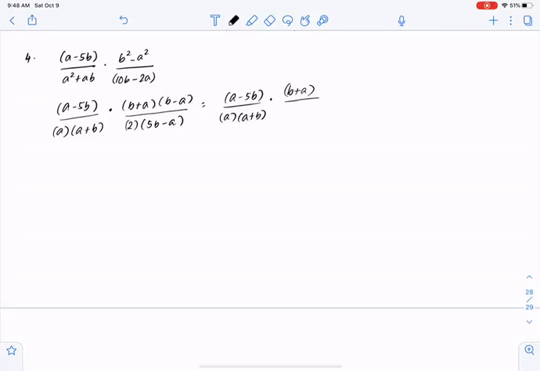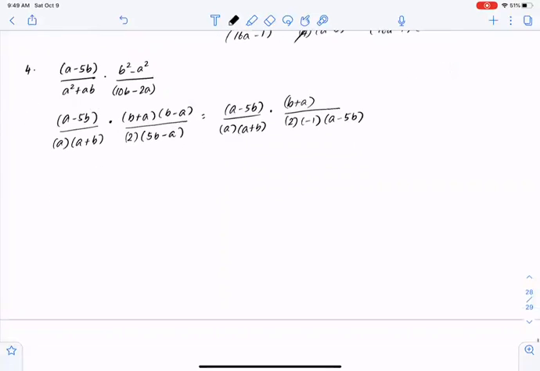So I am going to pull a negative 1 out. That would give me a minus 5b. I'm switching the order of the signs, so I simply have to pull a negative out. And now a plus b will get cancelled. A minus 5b will get cancelled. In the numerator, I'm left with b minus a.